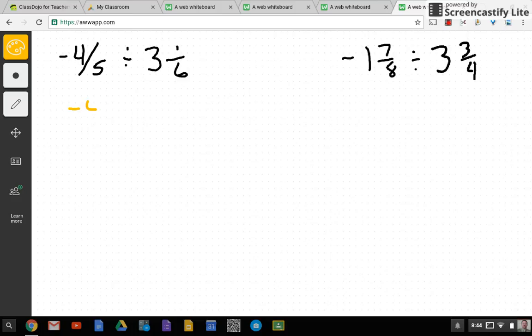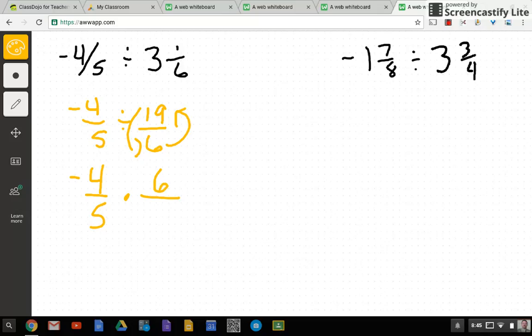I've got a negative 4/5 divided by, and I'm going to change this into an improper fraction. That would be 19/6. Now, when you divide by fractions, you are actually multiplying times the reciprocal. Now, a reciprocal means that we flip this fraction. So the denominator becomes the numerator, and the numerator becomes the denominator. So this would be 6/19. Multiply it straight across.